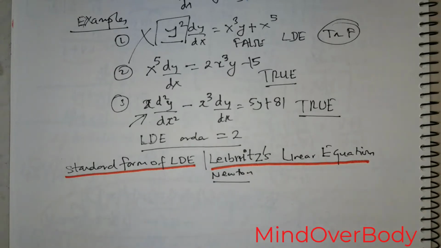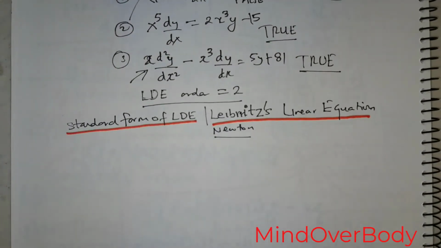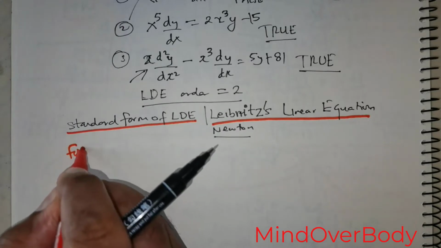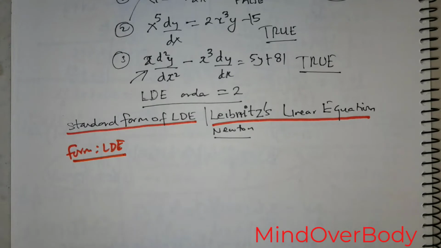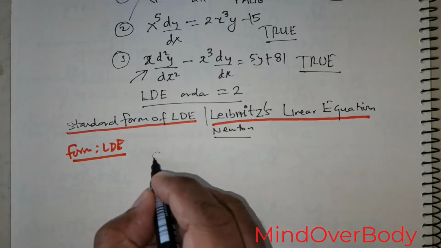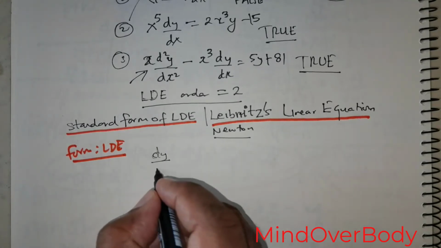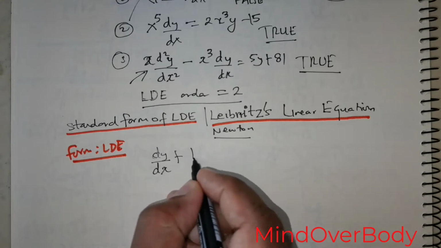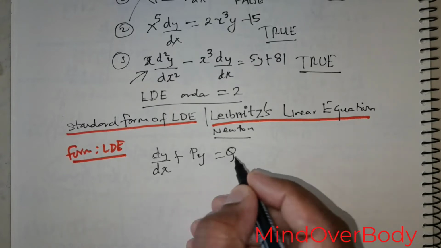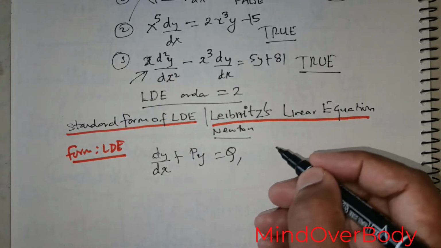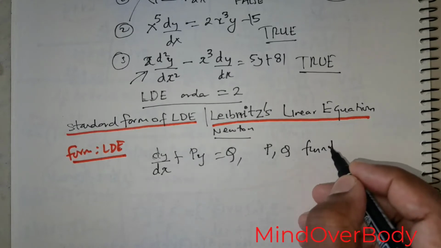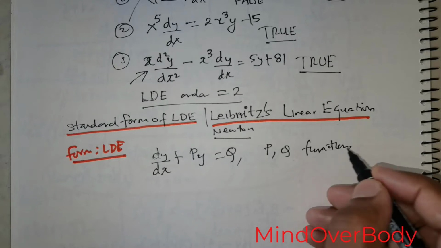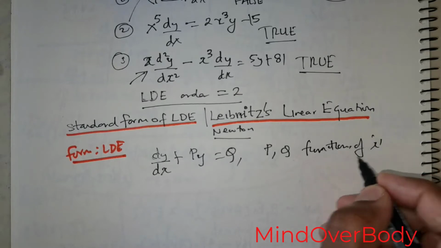Now it is important that we understand the form of the LDE. What is the form of LDE? How does the LDE look? It is given as dy over dx plus p times y is equal to q, as I mentioned to you in the very beginning, where p, q are functions of x.